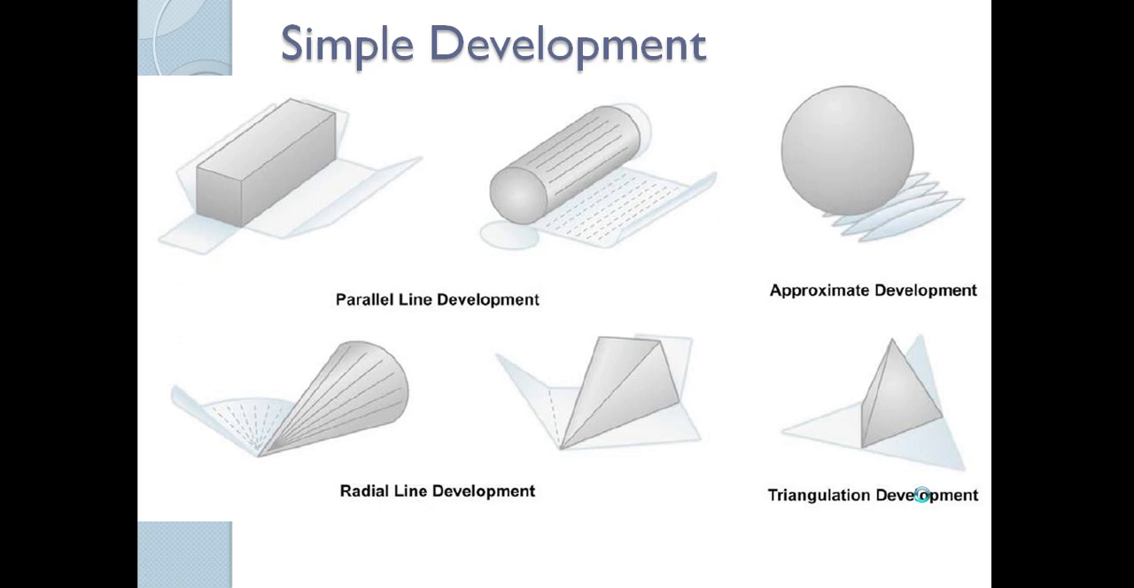So, the types of development. There's a parallel line development, where the lines of development stay parallel to the object itself. Radial line, where they come up to meet the peak of the object. A triangulation development could also be considered a radial line development and an approximate development.